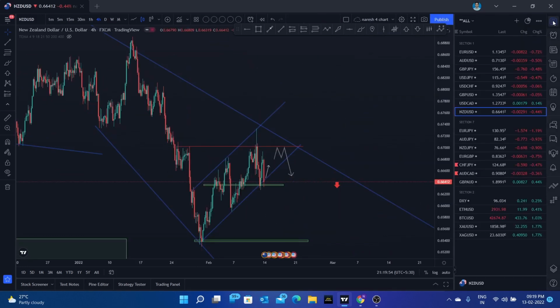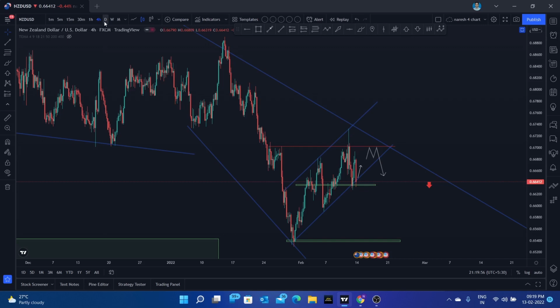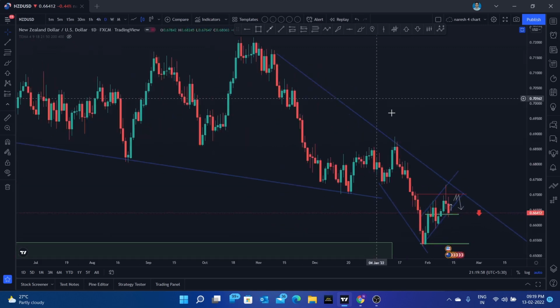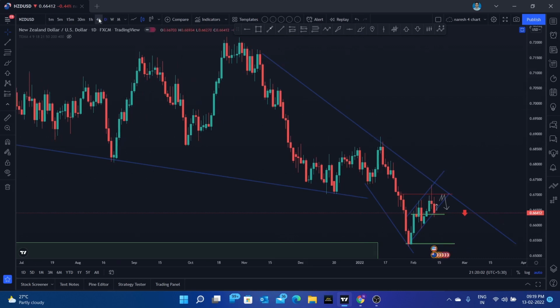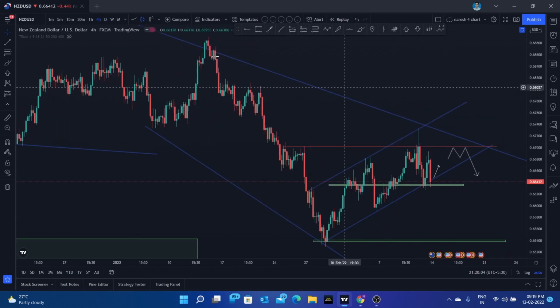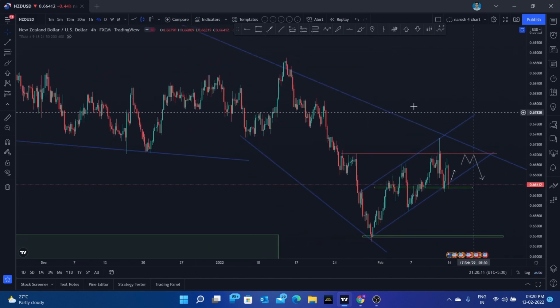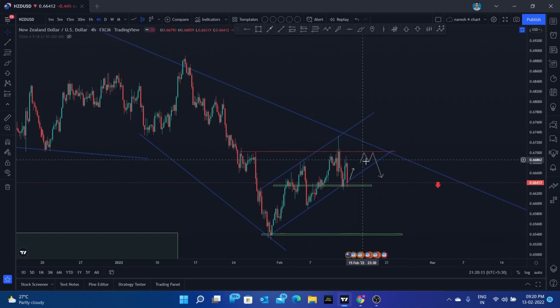So let's go for NZDUSD, guys, the last major pair, guys. So in the 1 day time frame it is in a downtrend, and in the 4 hour time frame also it made a big drop, and it is making some kind of flag pattern here. I'm advising you to go for bearish trades only, because the long term trend is down and it is a kind of flag and pole pattern.